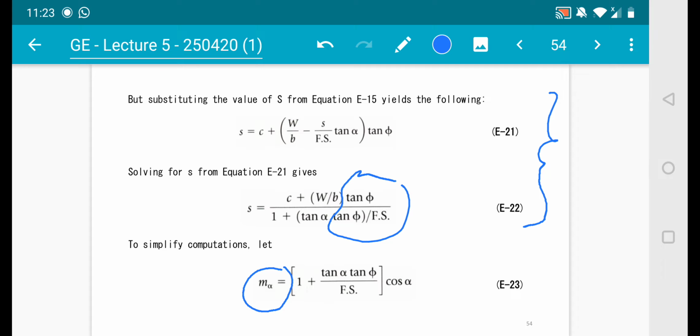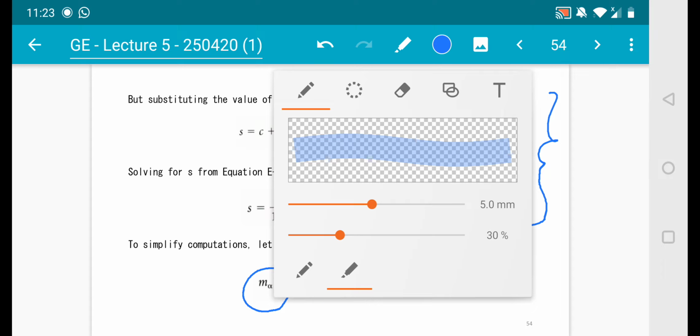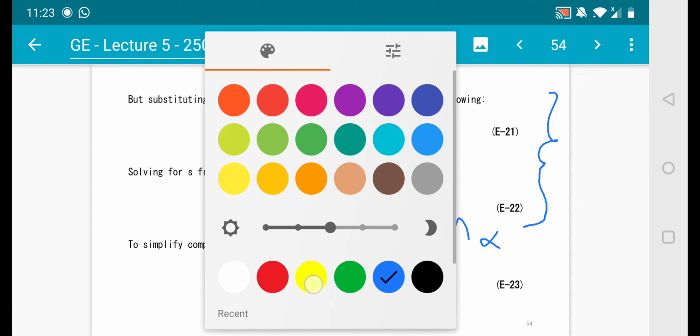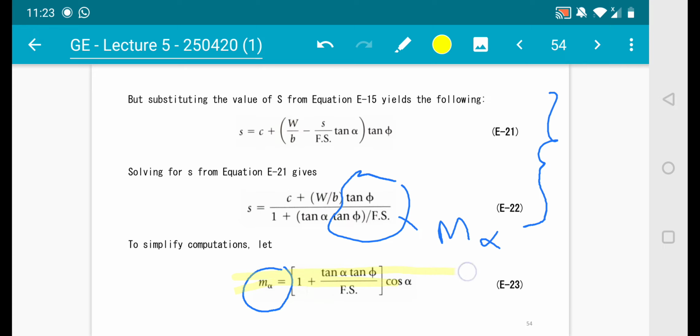Okay, so this is going to be replaced with m alpha. That's the next procedure. So please highlight this equation because it is very important. I'm going to change color to white. So this is the first important equation, E23, which relates m and the factor of safety.